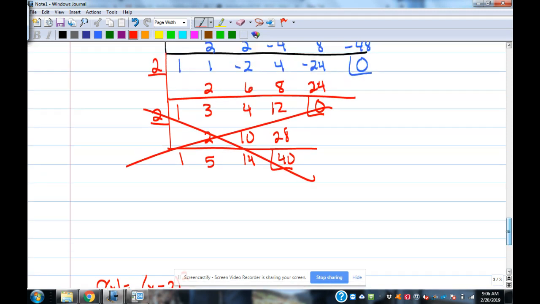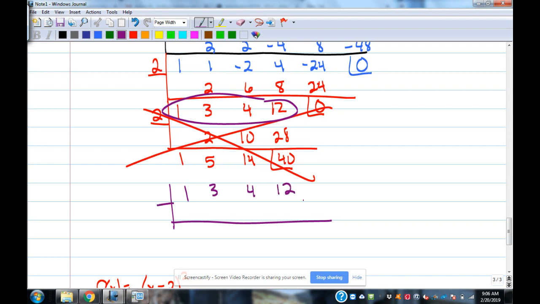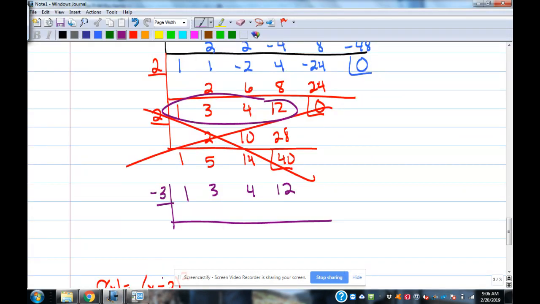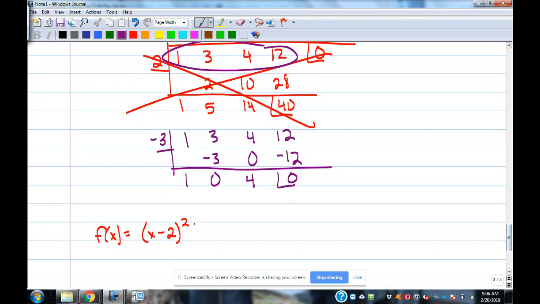And then the polynomial we need to do some more synthetic division with is right here. 1, 3, 4, 12. What's the other place we know it crossed the x-axis at? -3. That should work in synthetic division there. And it does. So I get a factor of x plus 3. But I've got a polynomial left, and I don't have any other places that cross the x-axis. What is this polynomial that I have left? Set that thing equal to 0 and solve it.